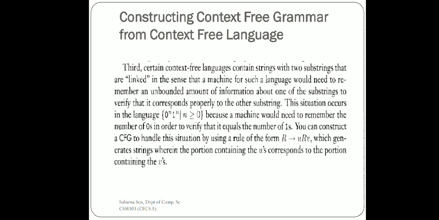Here the number of 0s and number of 1s are equal, so obviously our string will start with 0 and end with 1, and the same thing will repeat in between. If we consider 0 as u and 1 as v, our grammar will be: if we consider r as a variable, r derives u r v, and we have to add another production: r can derive directly epsilon, because n can again be equal to 0.